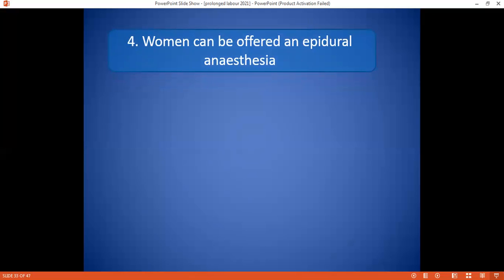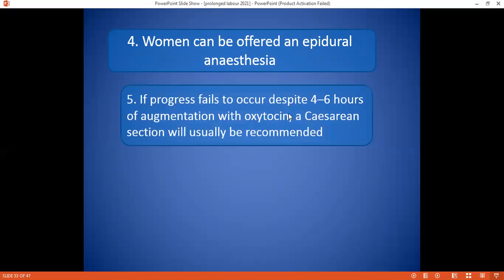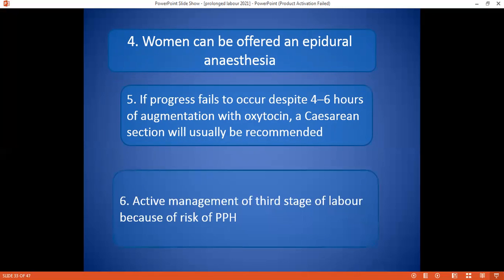Women can be offered epidural anesthesia if the progress failed despite 4 to 6 hours of augmentation. Cesarean section is recommended. Active management of the third stage of labor is important because dystocia is one of the risk factors for postpartum hemorrhage.